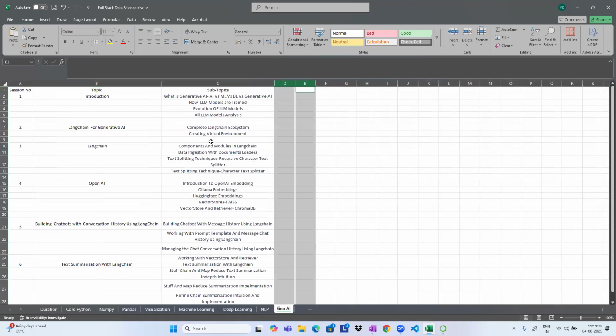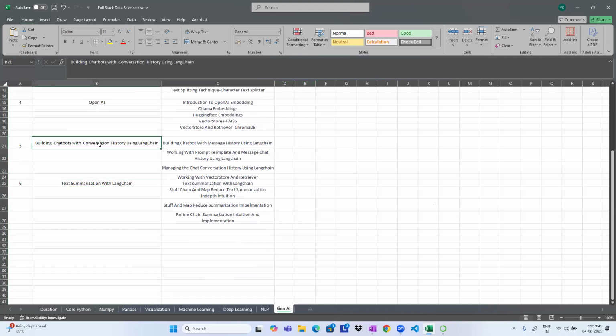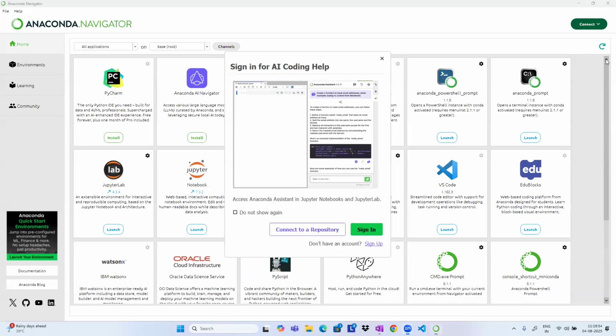So how the LLM models will work, how to set up your environments, LangChain, Langsmith, how to work on that, OpenAI models, etc. That is what I'm going to work on, guys. One is an application called text summarization that we are going to do, and building some chatbots using conversation history with LangChain, how to do that, guys. So these are going to be some of the topics. I'll share the file, so you can also go through the file, guys.